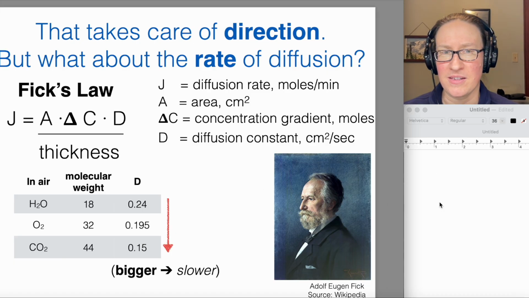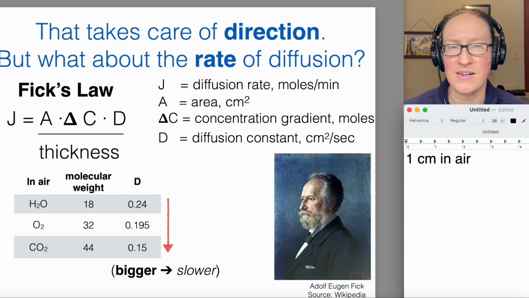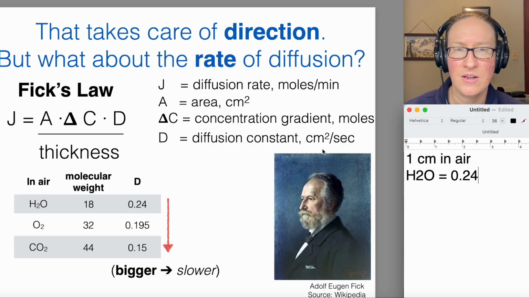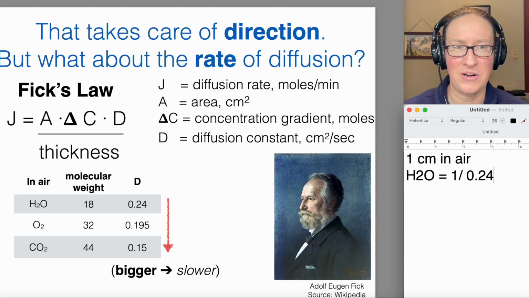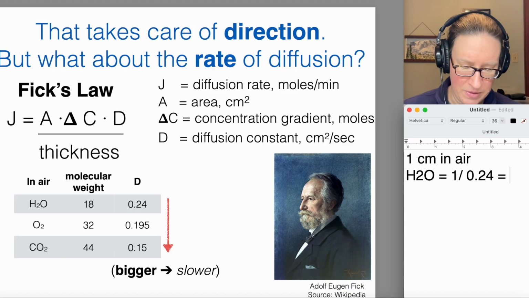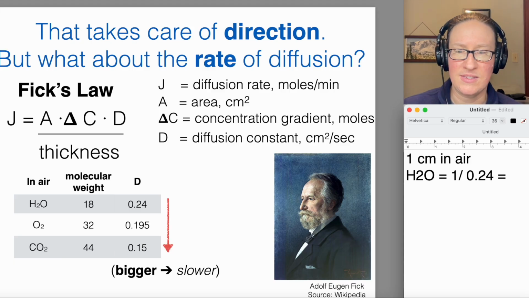Coming back to this slide, if we're trying to figure out how long it would take to move 1 centimeter in air, we can do that just by studying the diffusion constants for each of these substances, right? For water, our diffusion constant is 0.24, and this is given in units of centimeters squared per second. So if we want to figure out how long it would take, we can divide 1 centimeter by that constant to figure out how long it's going to take water to travel the distance of 1 centimeter. So 1 divided by 0.24 gives us 4.17 seconds.